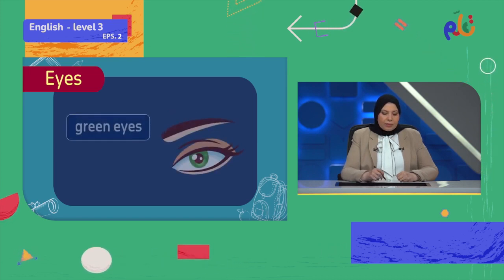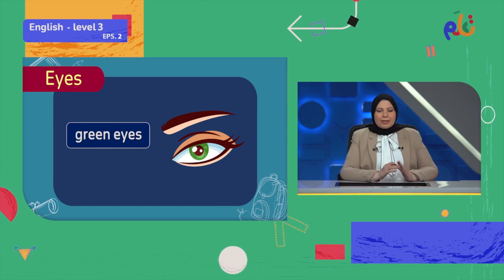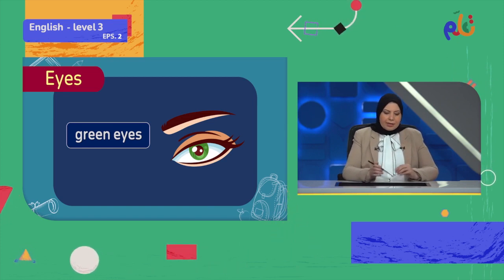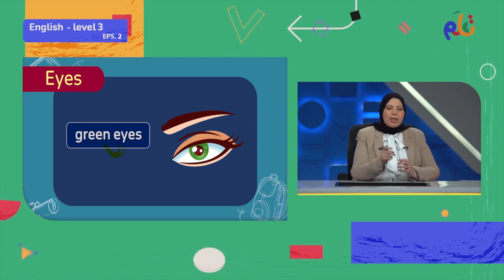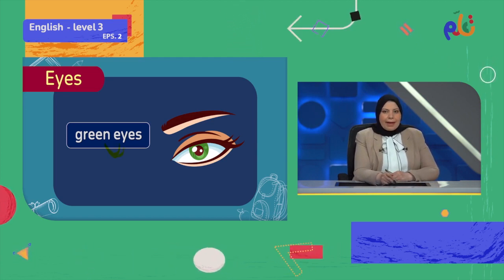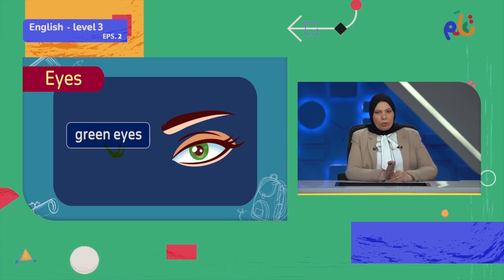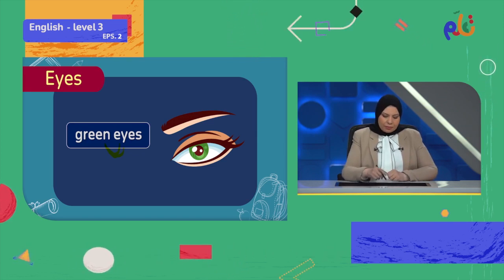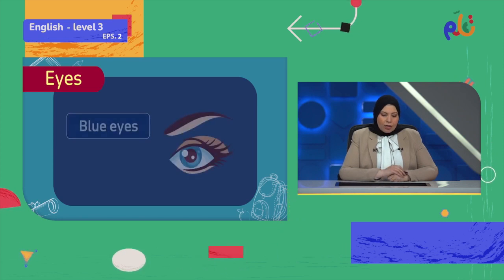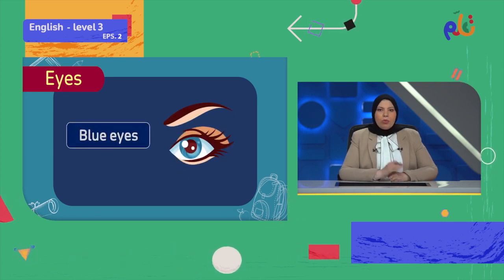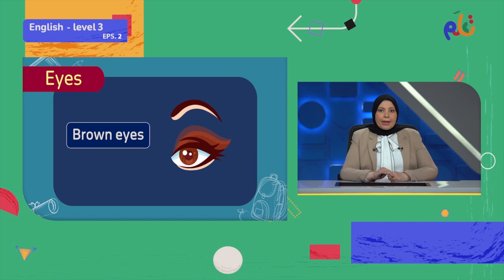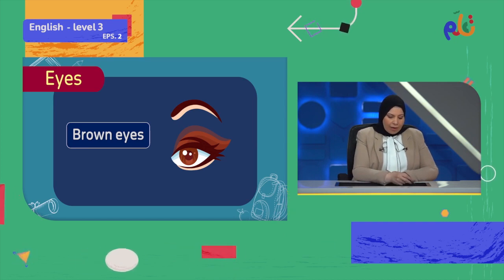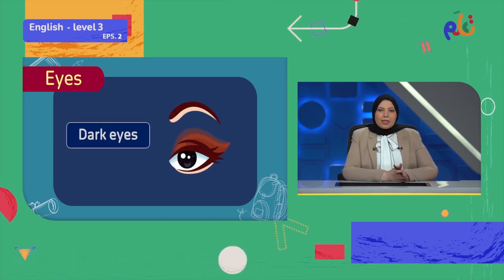And we have green eyes. We don't say green eyes, it's green eyes. آخر sound خالص اللي هو الN بيبقى connected للإي عشان الإي عندي vowel. So it's not green eyes, it's green eyes. Okay, and we also have blue eyes. Brown eyes. So we have brown eyes. And we have dark eyes.